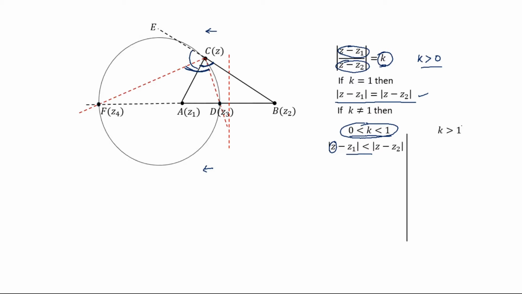Yes or no? Therefore, the complex number C, that is associated with the complex number Z, I should say, the complex number Z is lying somewhere on the circumference of this circle. Therefore, the locus of Z is nothing but a circle, when k is lying between 0 and 1. Is it clear or not?